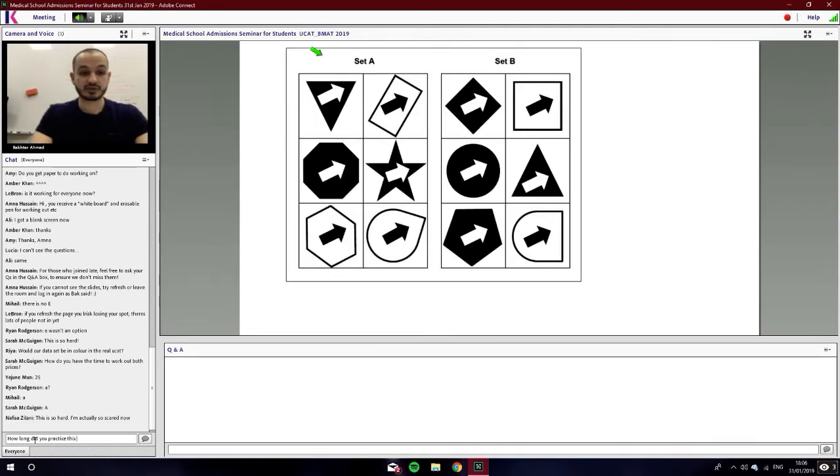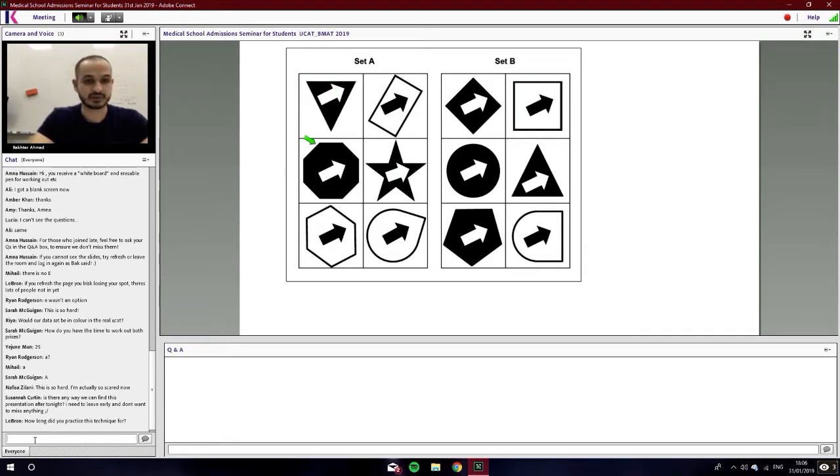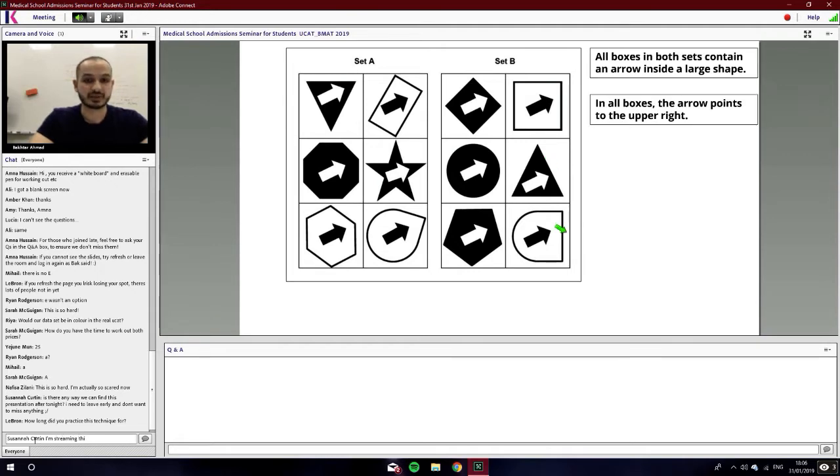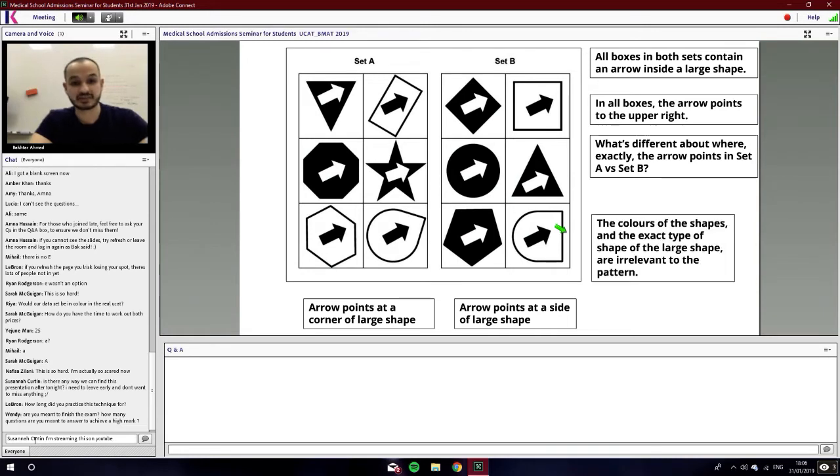So I'm sure some of you found the pattern, some of you wouldn't have. This is a hard one. So looking at set A, if you look at the arrows, all the arrows in set A and B point to the top right corner. So that's the first part of the pattern. The second part is that the arrows in set A all point to the corner of the shape, whereas in set B, they point to the edges of the shapes. So even the circle, that's the edge. And that is pretty much it, right? So arrow points at the corner of a large shape, or arrow points at the side of the large shape.